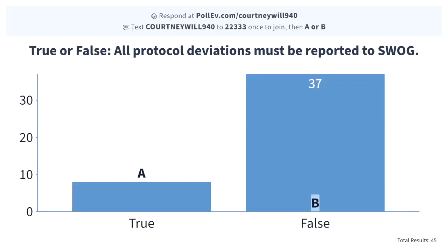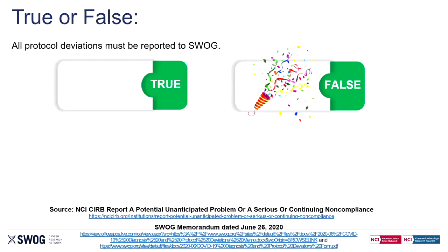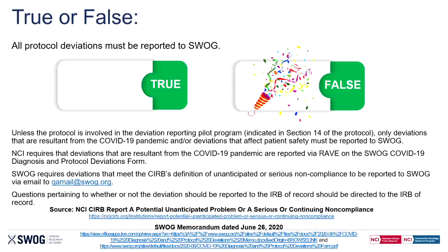Okay. People are pretty convinced that that is not true, and they'd be right. Unless the protocol is involved in the deviation reporting pilot program indicated in section 14 of your protocol, only deviations that are resultant from the COVID-19 pandemic and or deviations that affect patient safety must be reported to SWOG. NCI requires that deviations that are resultant from the COVID-19 pandemic are reported via RAVE on the SWOG COVID-19 diagnosis and protocol deviations form.